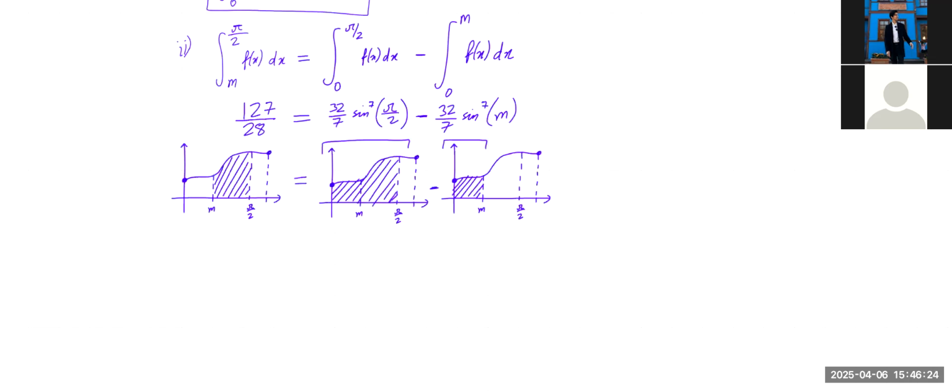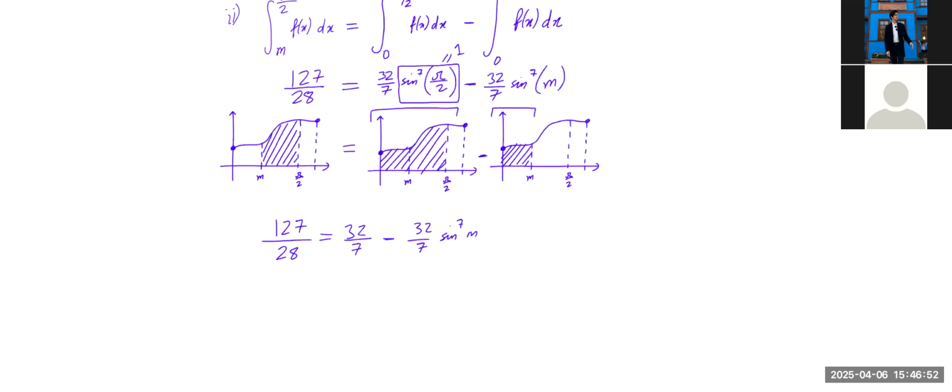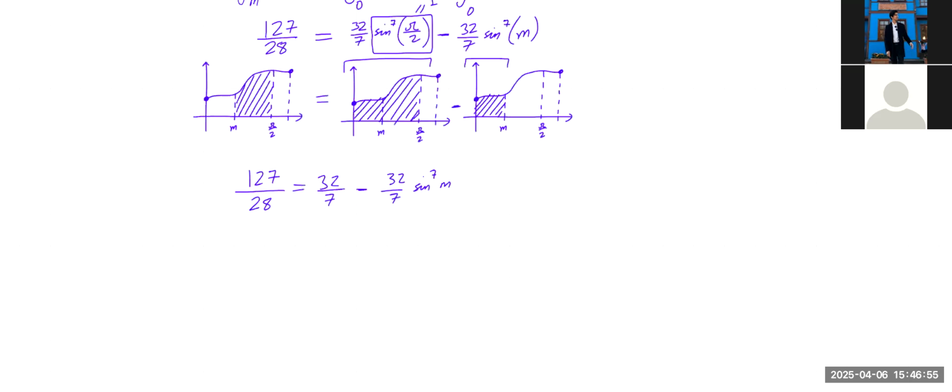Can you tell me what sine of pi over 2 is? Isn't it 0? No, it's 1. Yeah, sine of pi over 2 is 1. So this whole thing is just 1, which leaves me with 127 over 28 equals 32 over 7 minus 32 over 7 sine to the power of 7m.